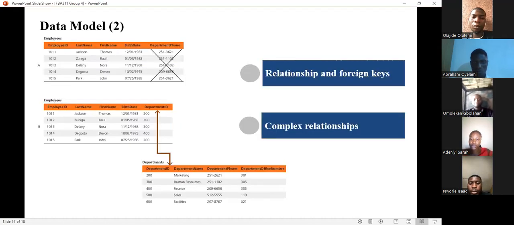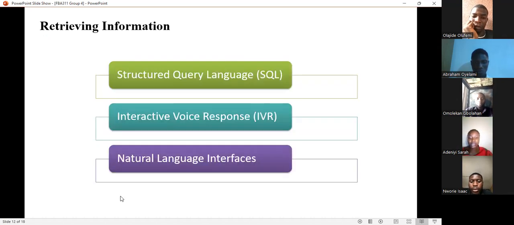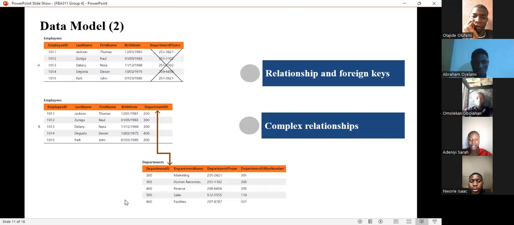We move to the next data model. Underneath, we have two kinds of data model. We have the relationship and foreign keys, and we have the complex relationship. Every table that has attributes as the model has a foreign key and the complex relationship too.